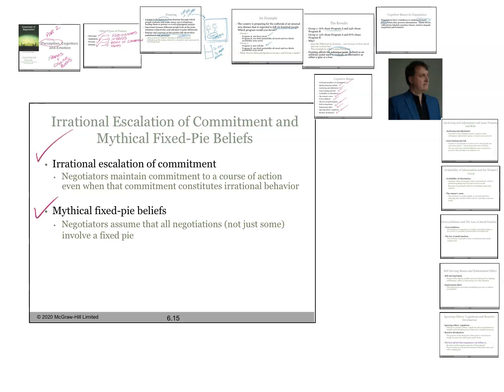beliefs. Irrational escalation of commitment is very similar to a term called sunk cost. What's going on is during a negotiation, negotiators can sometimes get hung up on following through on a course of action, a commitment they've made to some kind of outcome or some kind of approach to an outcome that starts to look a bit irrational. And there are a couple of reasons why this might take place. First of all, what does it look like?